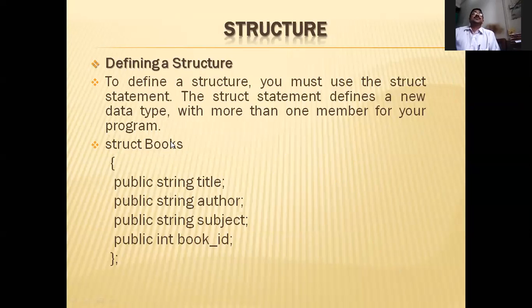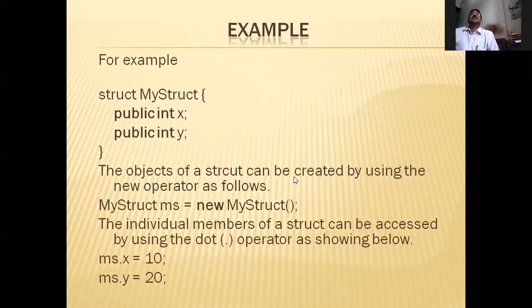So, struct Books. Books is the structure name, and struct is a keyword. Later on, we have given all the different members, and those members are publicly defined. These 3, title, author, and subject, are string members, that is, they have the character data type. And book ID is the integer data type. See here, it is developed as public. That is the definition of our struct.